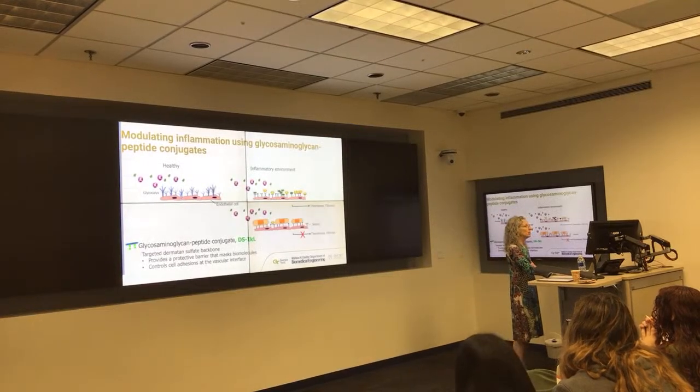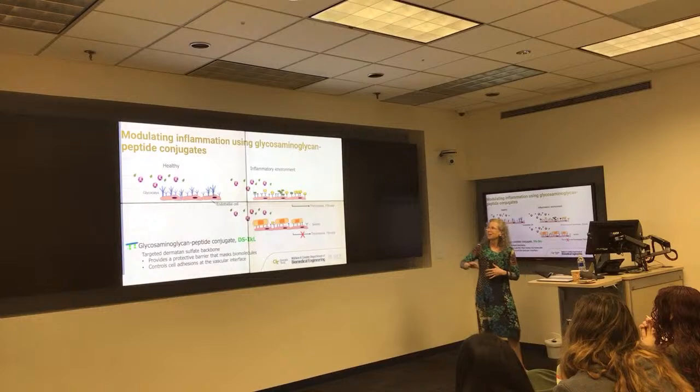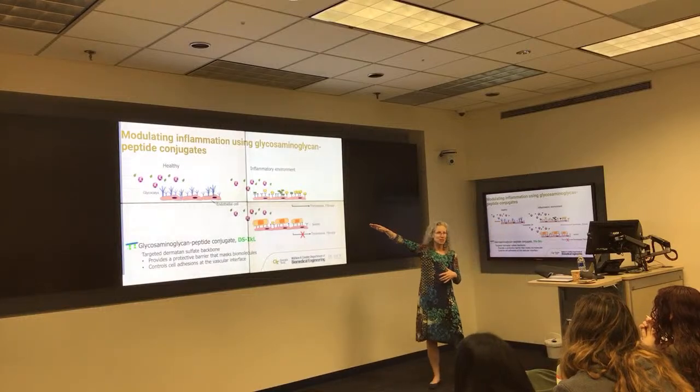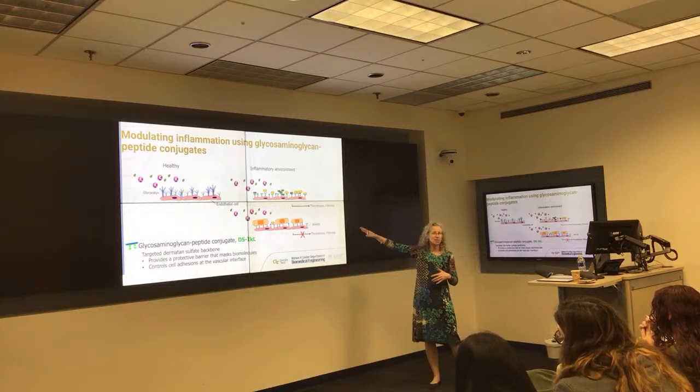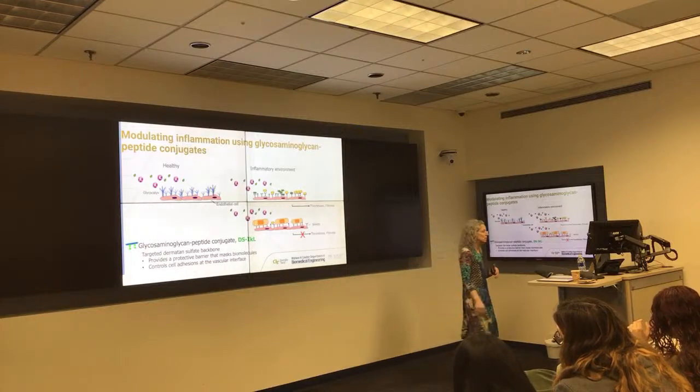Okay, so just to remind you what we're doing, remember we're trying to recapitulate the glycocalyx, right? So the endothelium, it's inflamed, it's lost its glycocalyx, so we're trying to form this band-aid that'll bind to the endothelium.